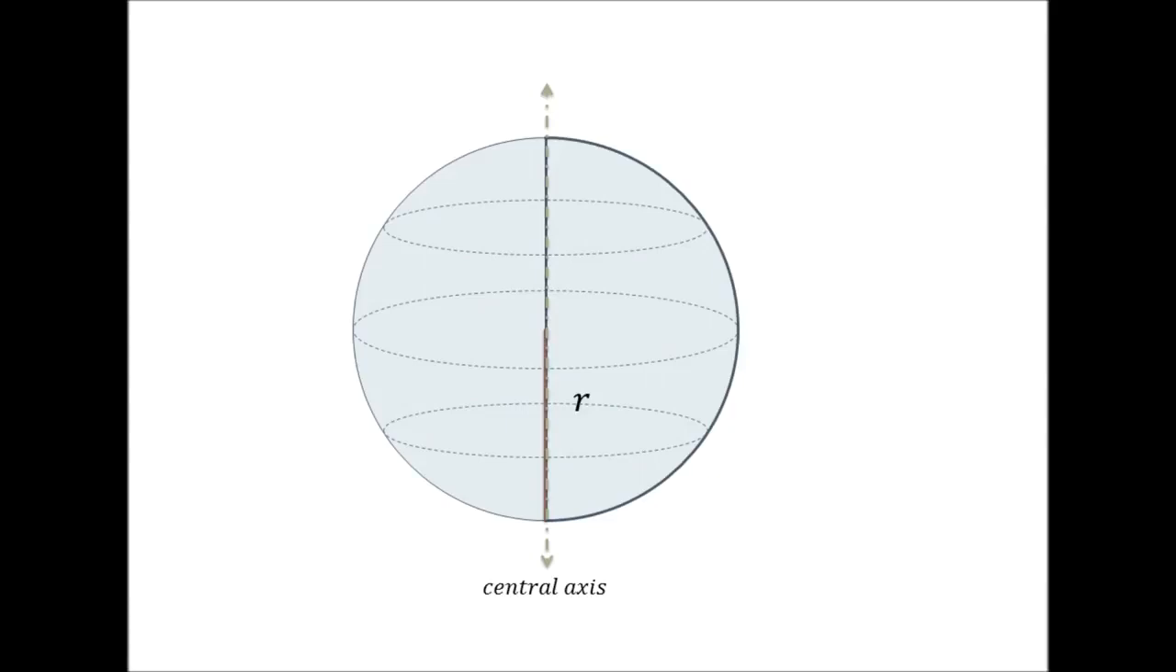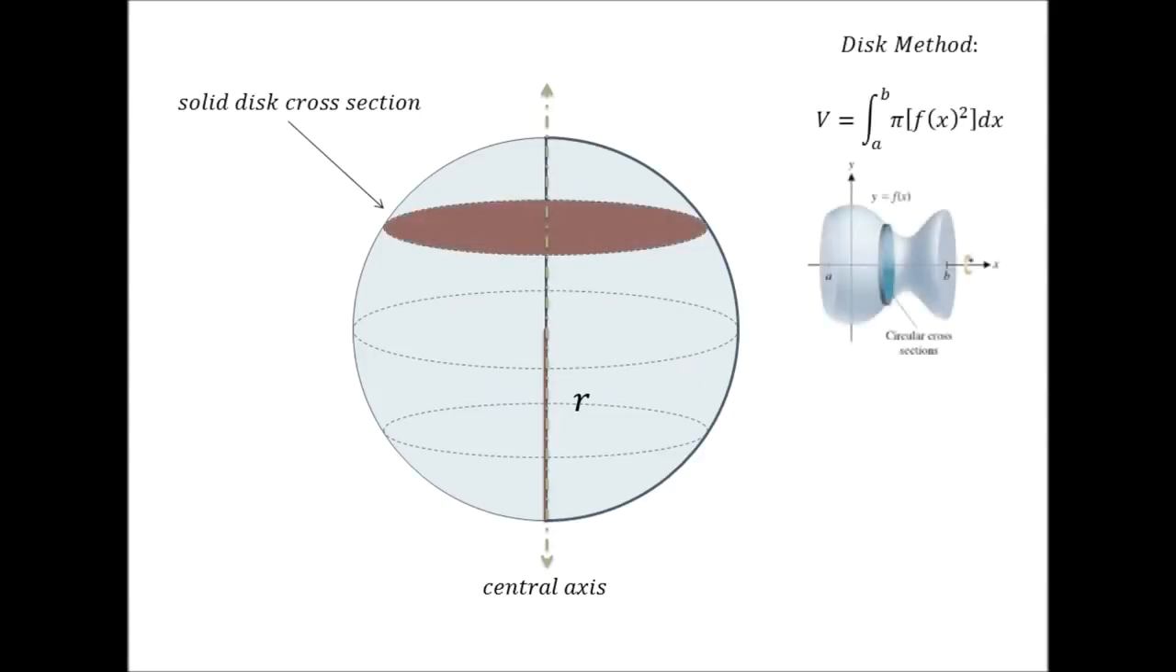And further, seeing that any cross-section perpendicular to the central axis is a solid disk, we can use the disk method to find its volume. So we proceed. We draw out our xy graph. Then we draw out a semicircle just so its center is at the origin, and it extends from x equals negative r all the way to x equals r.